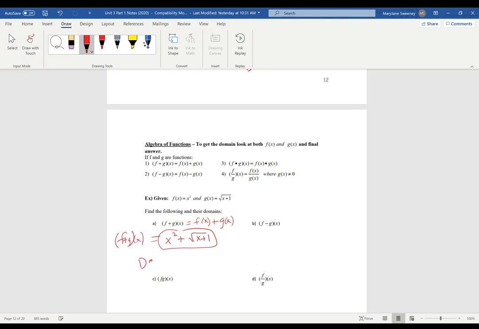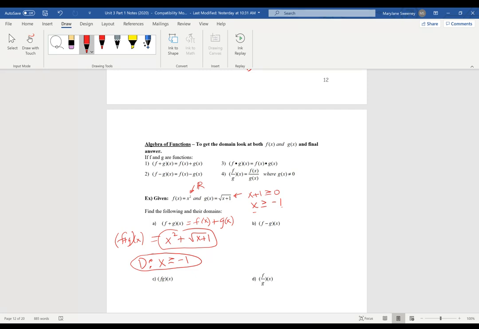Now, as far as the domain goes, I have to look at both of the originals and the final answer. Well, here the domain is all reals. Here, x plus 1 has to be greater than or equal to 0 because it's a square root. So x is greater than or equal to -1. Since this is more restrictive than all reals, that's the one we have to use. The final answer doesn't restrict it anymore.